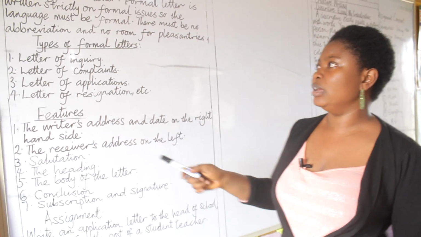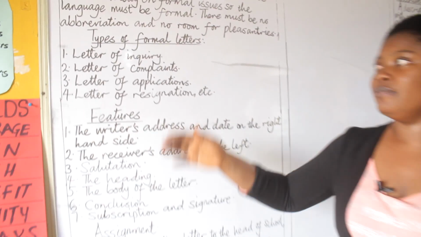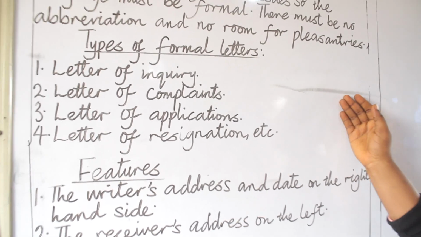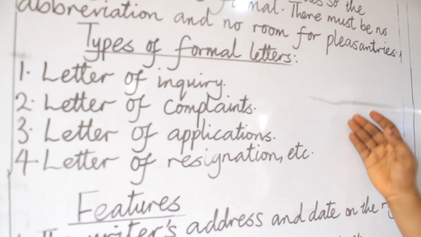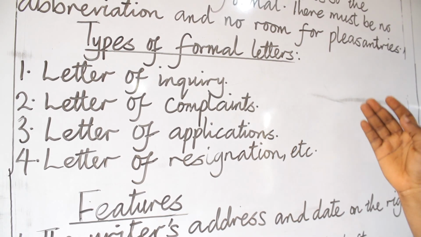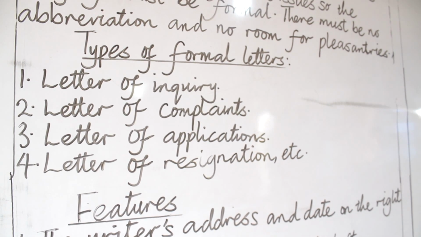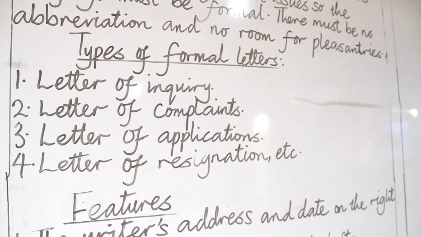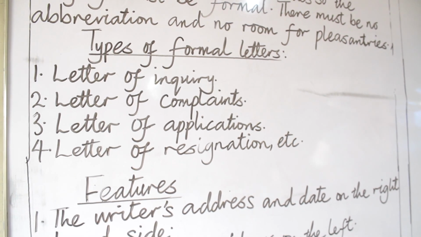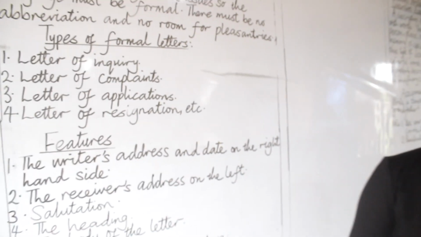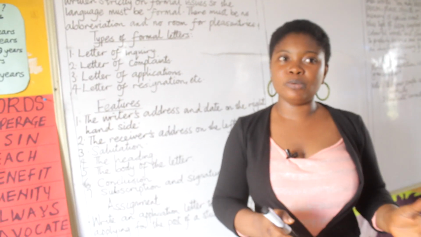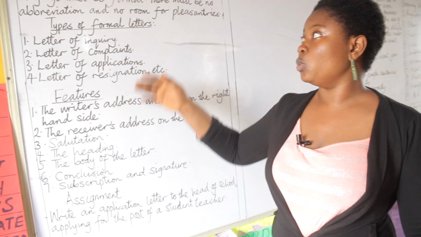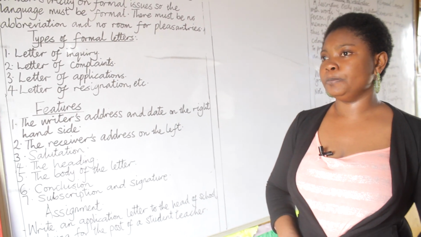That is a formal letter. Types of formal letters: we have letters of inquiry, letters of complaint, letters of application, letters of resignation, and so on and so forth. There are letters that you write to people you don't really know, to an organization where you need to get to know one or two things, or you want to work for some purposes. That is where you write a formal letter.